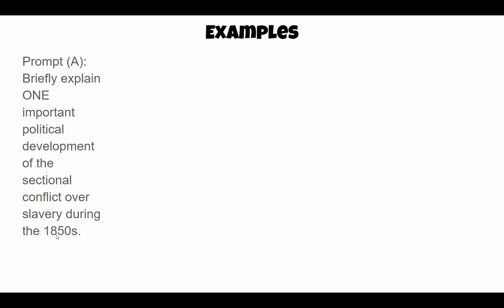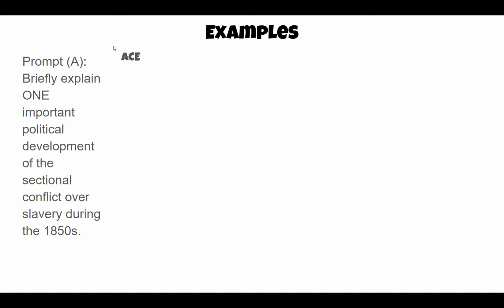Okay, 1850s, has to do with slavery, has to do with the sectional conflict, and it has to be a political development. All right, so once you get that, you can start writing some ideas down, and then you can produce your answer. So this is how I would address this question.